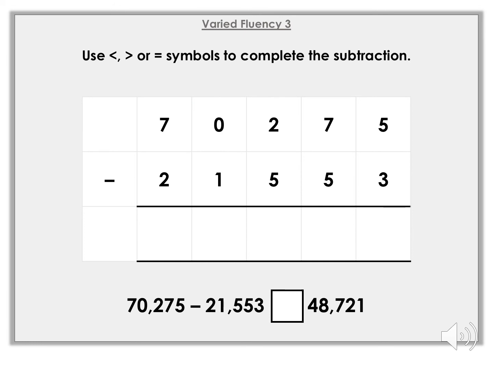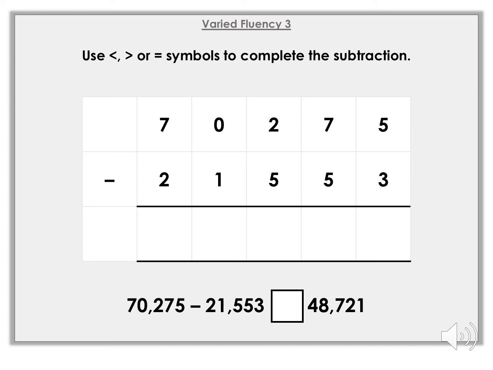Okay, the next type of question. Use less than, more than, or equal symbols to complete the subtraction. So it's just a column subtraction, and you need to decide whether the answer is less than, greater than, or equal to 48,721. So all I would do is work through the column subtraction normally. So starting with your ones, 5 subtract 3 is 2. 7 subtract 5 is 2.